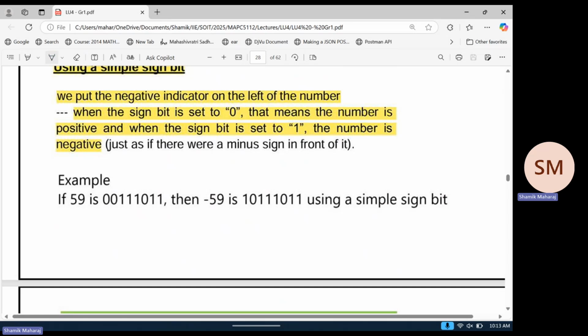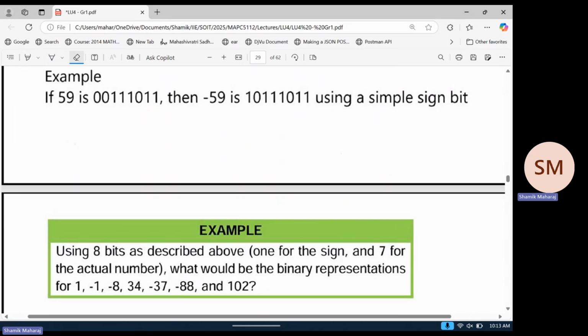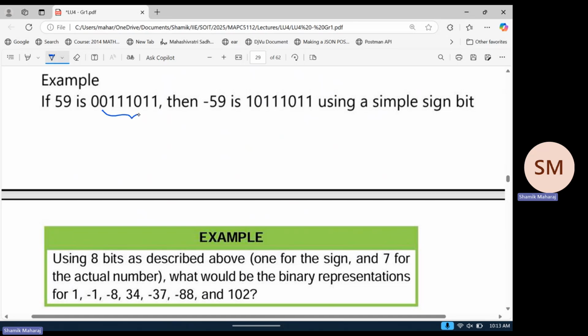So for example, let's look at this example down here. 59 in binary is given by the string of binary bits right here. Again, we've done that the last time. We can check that at some point, but for now, let's assume that to be true. Using a simple sign bit, we break the number up as follows. There are 8 bits here. The first 7 will be used to represent the actual number, the magnitude of the number without worrying about a sign.